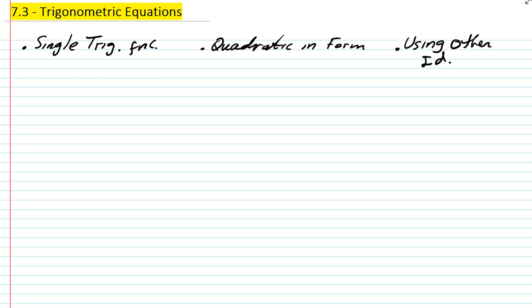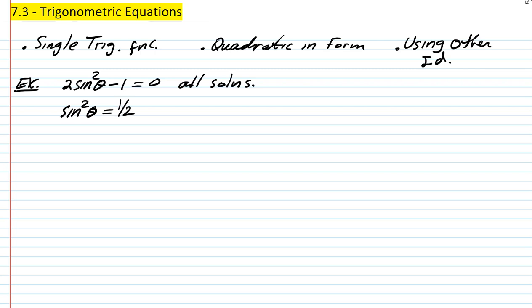So let's take a look at these. These aren't actually too difficult; they're pretty basic. Let's start with this one: 2 sine squared theta minus 1 equals 0, and I want all solutions, all infinite number of solutions. So how are we going to do this? Let's isolate the sine squared: add 1 to both sides, divide by 2. Then we take the square root, and don't forget we have plus or minus.